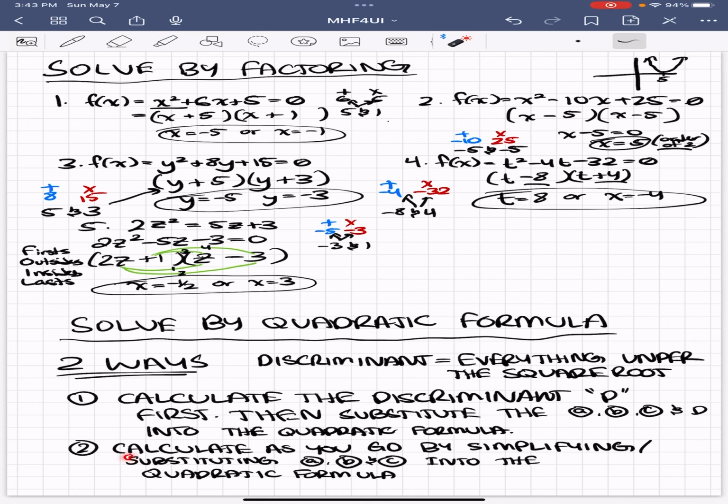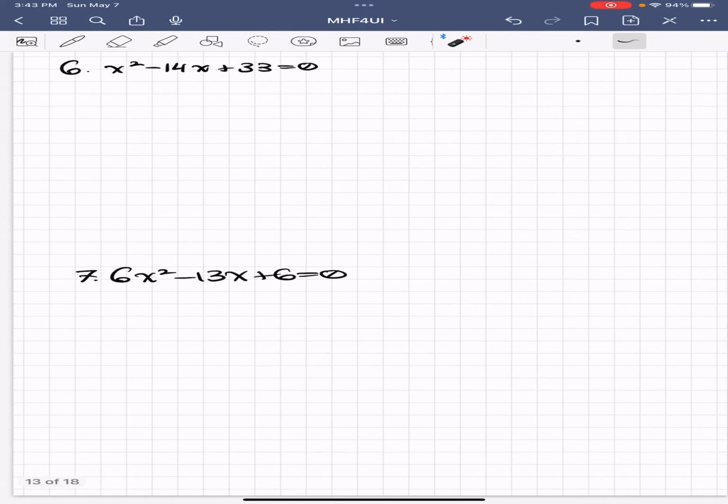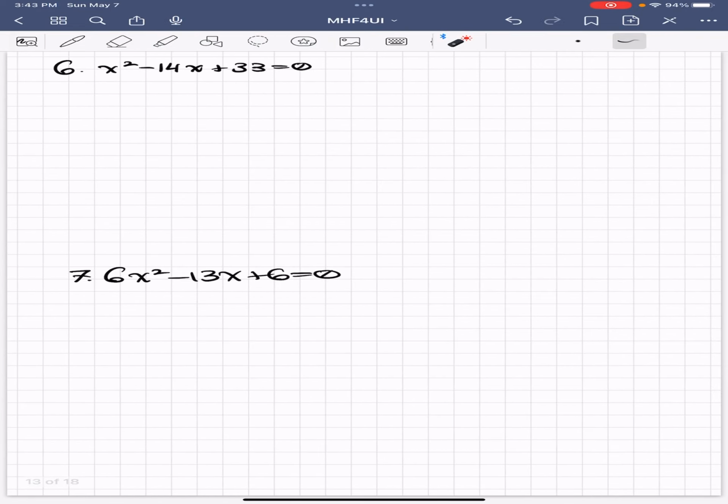Or you can calculate as you go by simplifying and substituting a, b, c into the quadratic formula. So when you don't use the discriminant and you don't calculate it beforehand, you calculate it as you go, you sub in, and then you simplify. So those are the two ways. I'll be showing you both, and hopefully there are no mistakes.